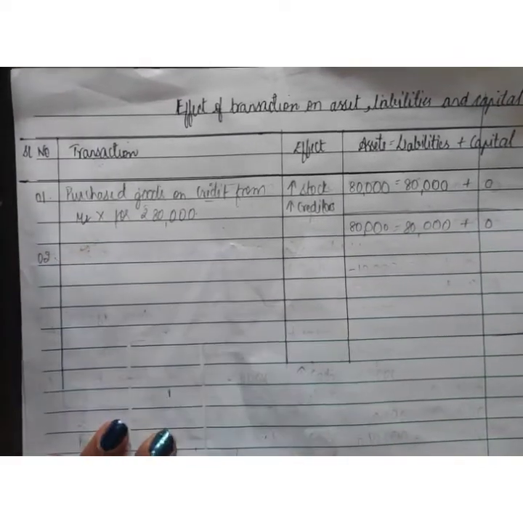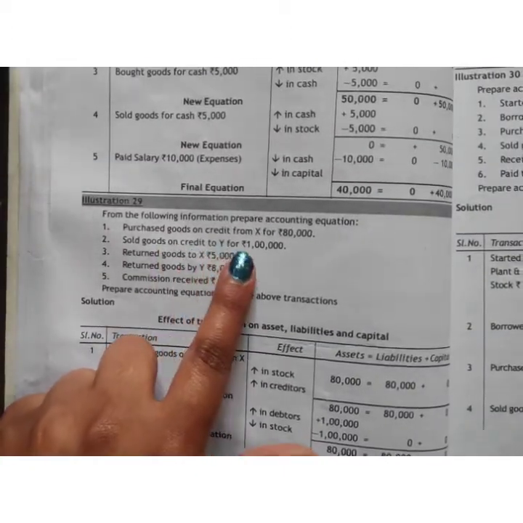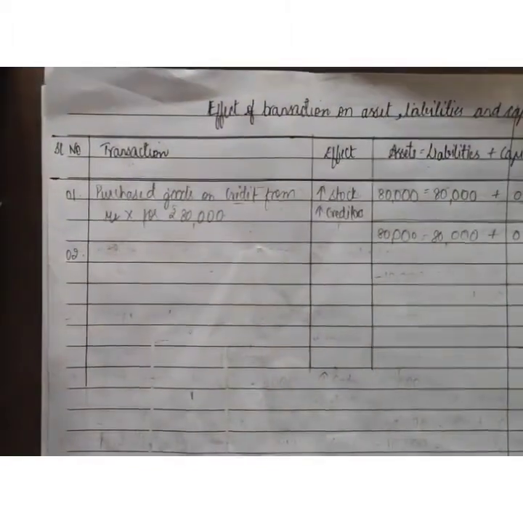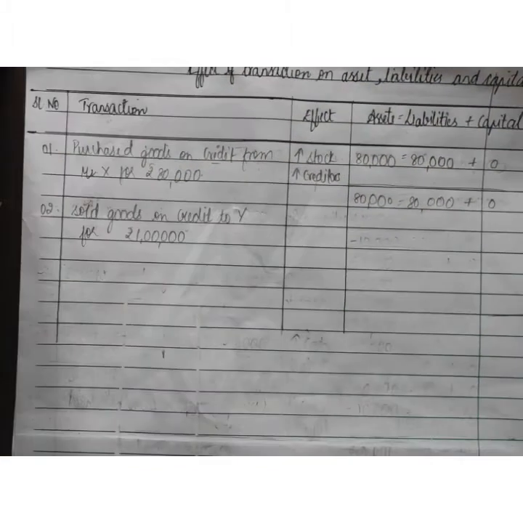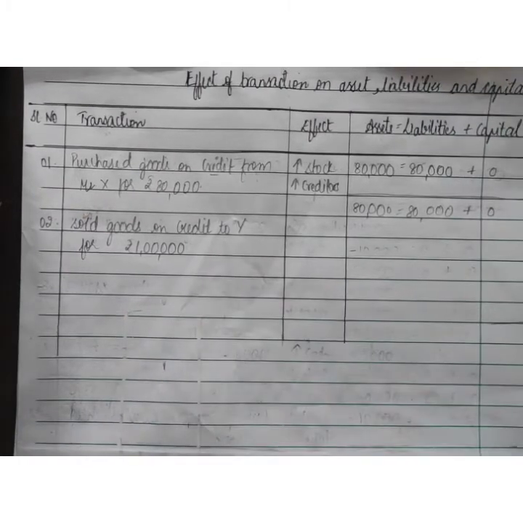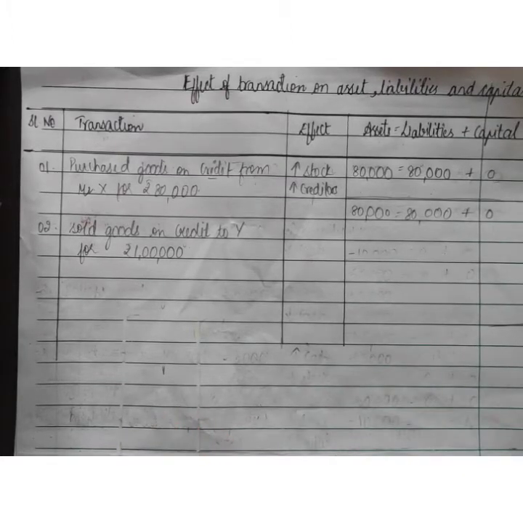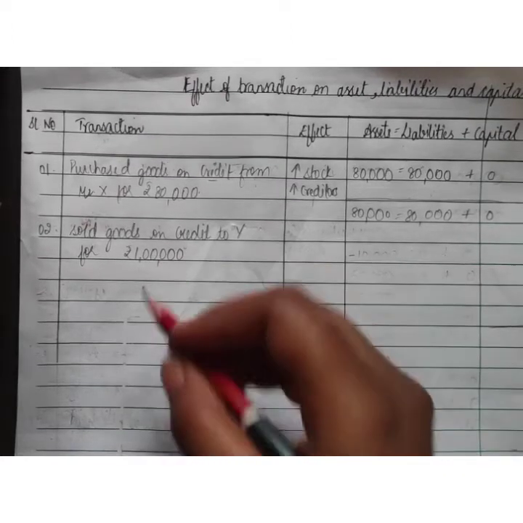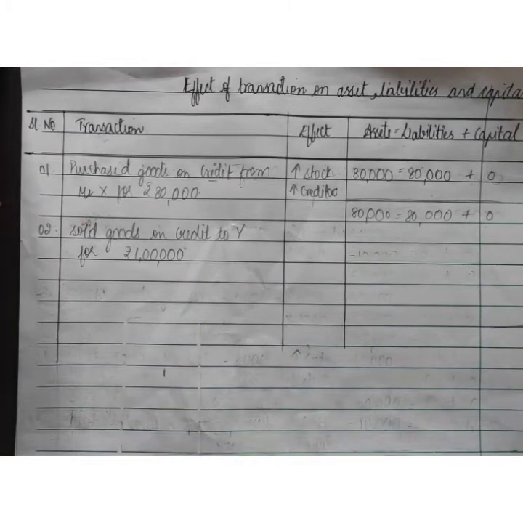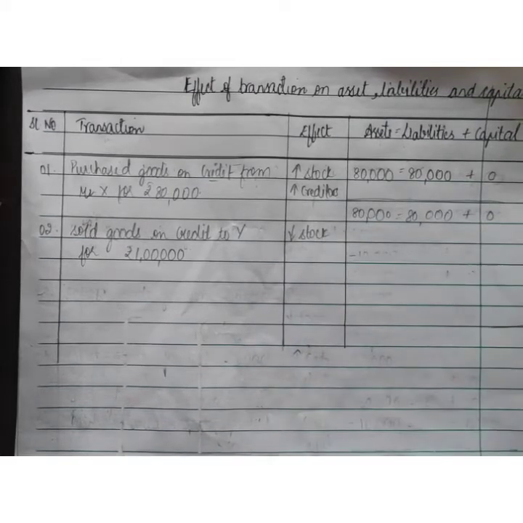Now let's move on to the second transaction, where they say sold goods on credit to Y for rupees 1 lakh. Now let's write that down. What is the effect in this transaction? After selling the goods on credit to Y for 1 lakh, what is the effect here? What is going out? Stock is going out, right? Because we are selling, the stock is going out from our organization, so there is a decrease in stock.